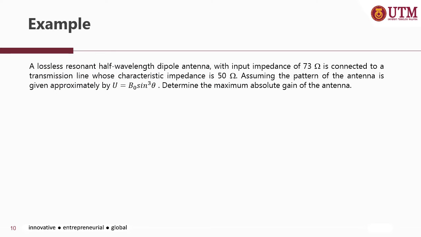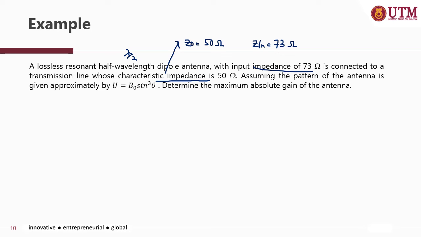Okay, let's look at an example on the topic that we have discussed so far. Given a lossless resonant half wavelength, lambda over 2, dipole antenna with input impedance of 73 ohm, so in this case Zin is equal to 73 ohm, connected to a transmission line whose characteristic impedance is 50 ohm. So the characteristic impedance Z0 is equal to 50 ohm.